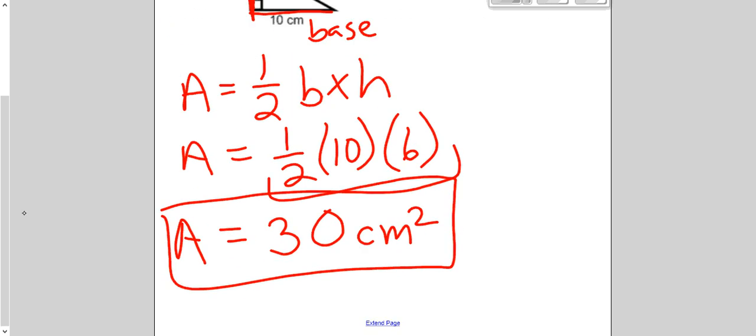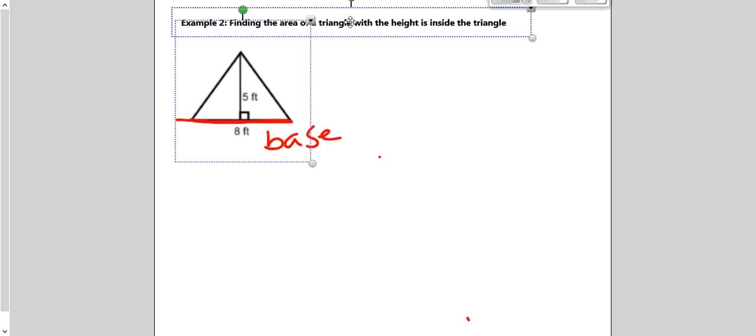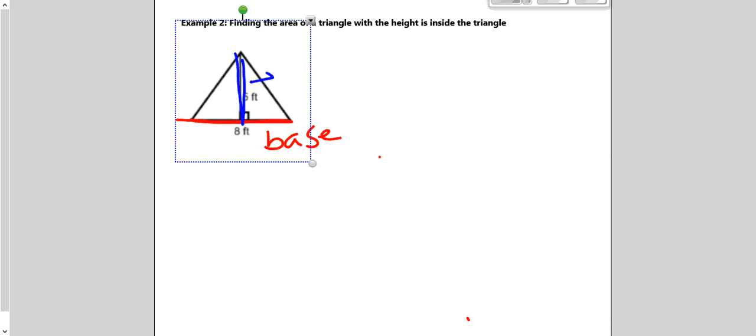Let's do another example. This time the height's inside. So here's my base is 8, and my height is on the inside. So my height is here. So this is my height.